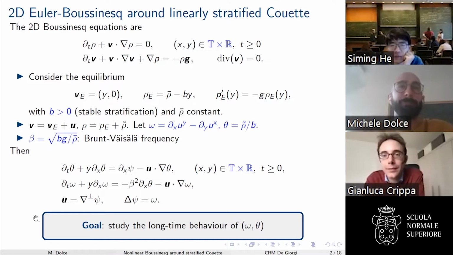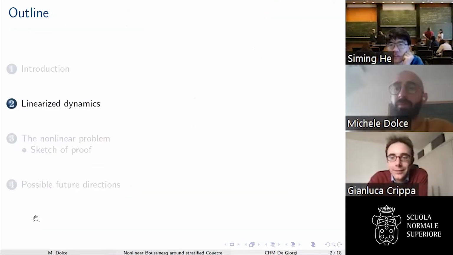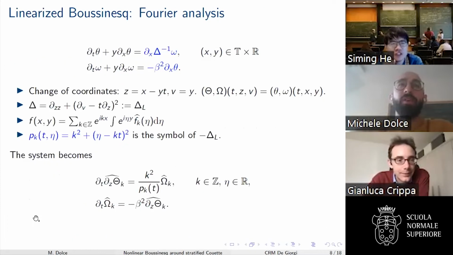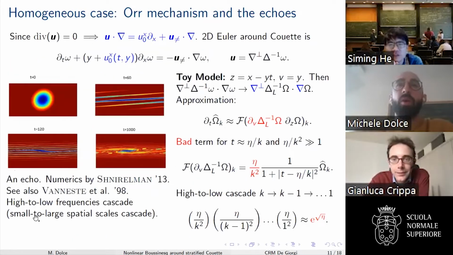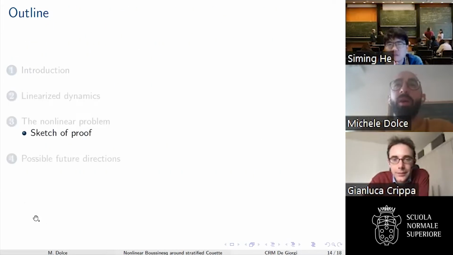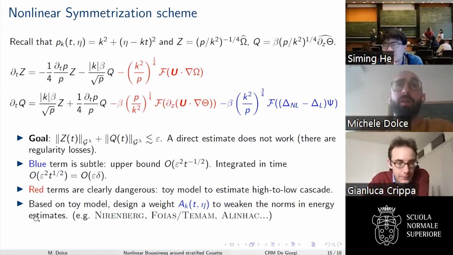May I ask a question about your final construction there? The F and G in the nonlinear equation. Just some notation: what is delta NL minus delta L? Yeah, I'm sorry. Here I was a bit sketchy.